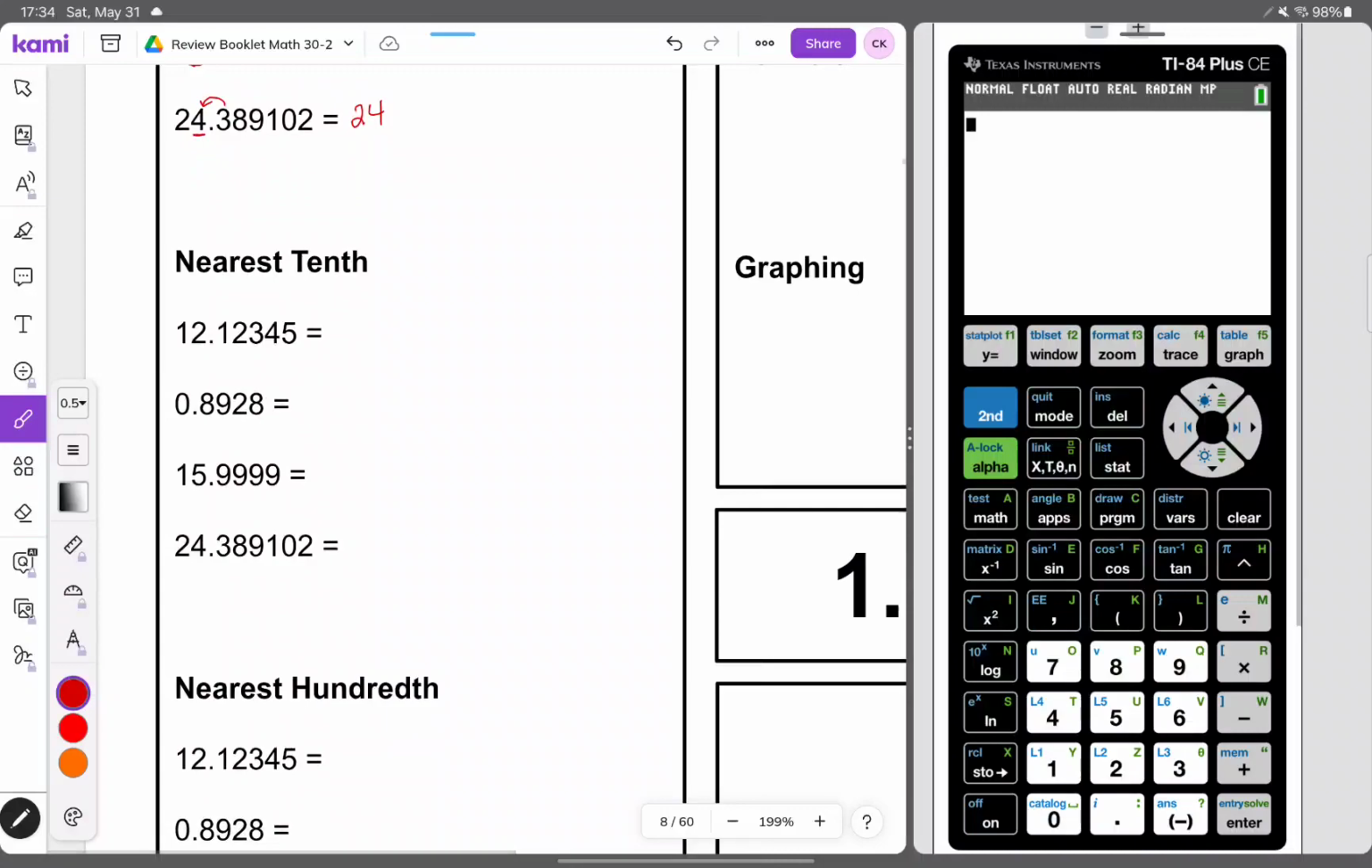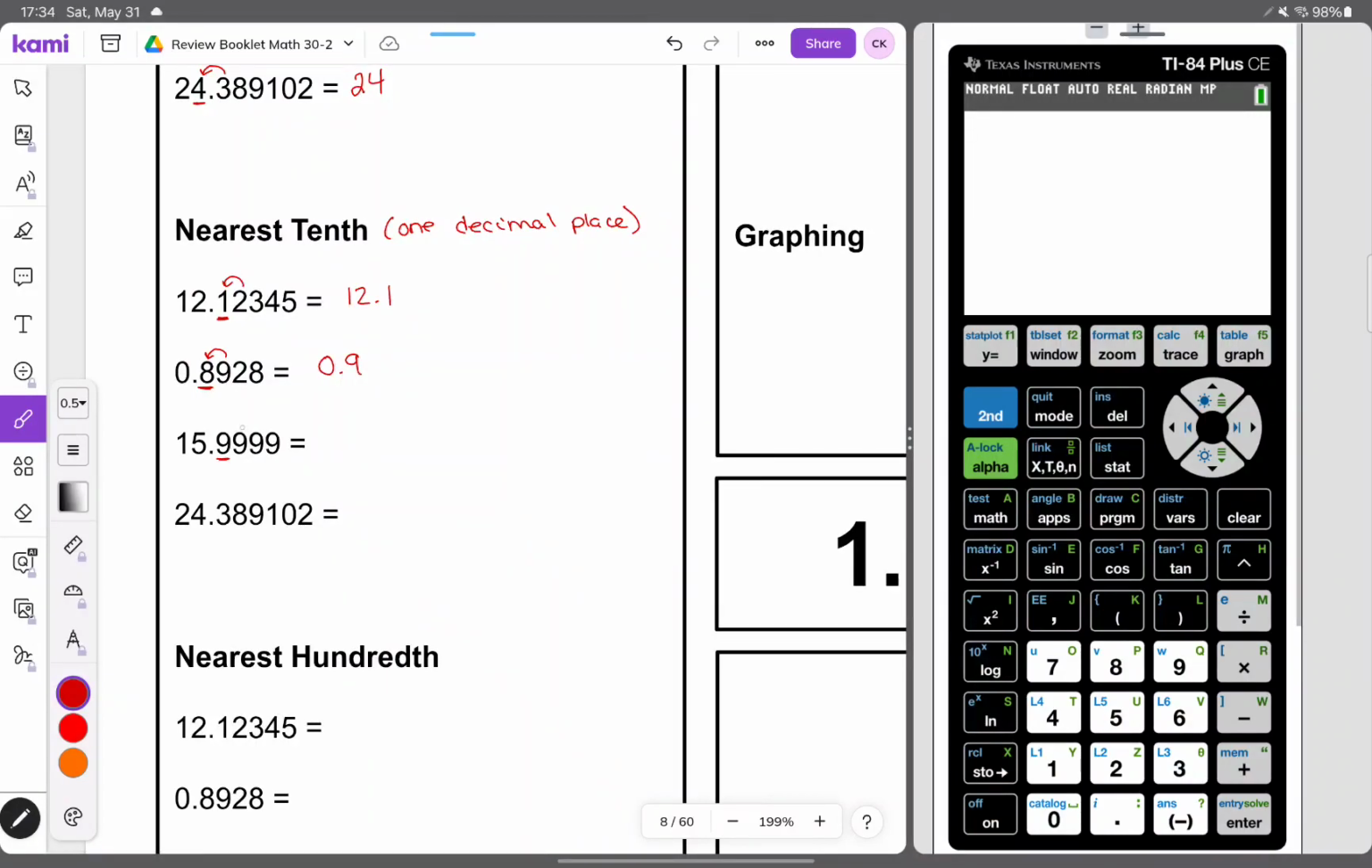All right, nearest tenth. Nearest tenth means 1 decimal place. So that means now I'm rounding to here. Again, we look to the number right beside it, just the number right beside it. 2 is not enough to bump us up, so we're going to stay at 12.1. Okay, this is where I want to round to. Look to the number beside it. 9 is enough to bump us up, so we're going to be 0.9.